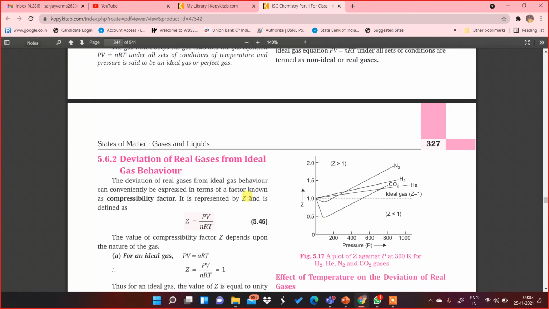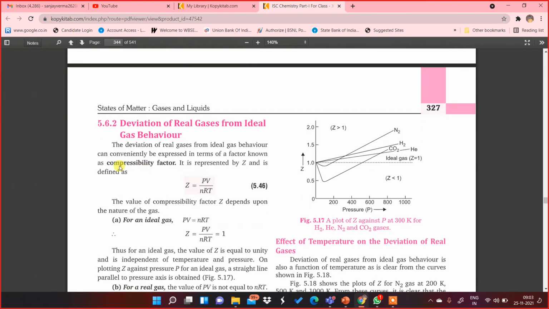Now, deviation of real gases from ideal behavior. For this deviation, there is a factor called the compressibility factor, Z. The deviation of real gases from ideal gas behavior can conveniently be expressed in terms of a factor known as the compressibility factor. Z is equal to PV by nRT.